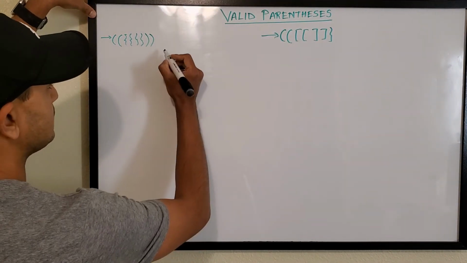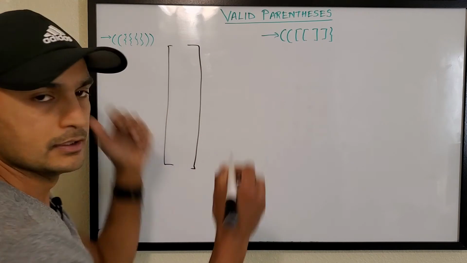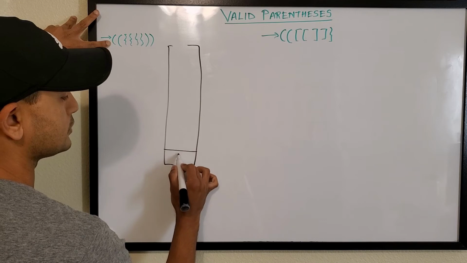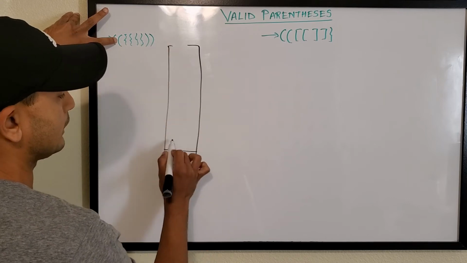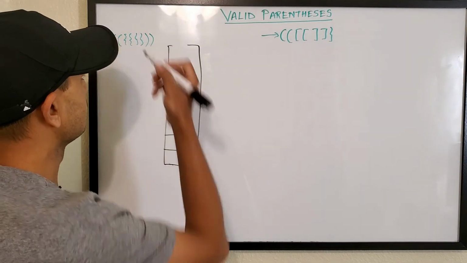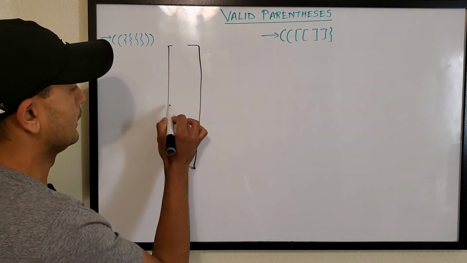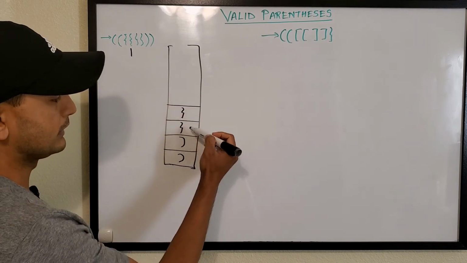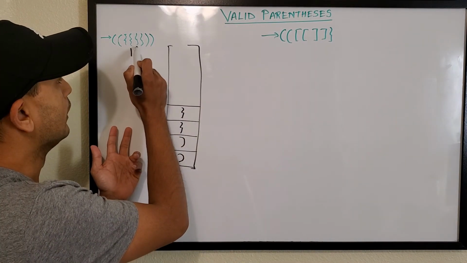Let me just have a simple stack. When we find this opening bracket, we push the respective closing bracket onto the stack. When we find this opening bracket again, we push one more closing bracket. When we find this opening curly brace, we push a closing curly brace onto the stack, and likewise one more closing curly brace. So now we are here. We pushed 4 items onto the stack and we've compared 4 characters. And now we find a closing bracket.